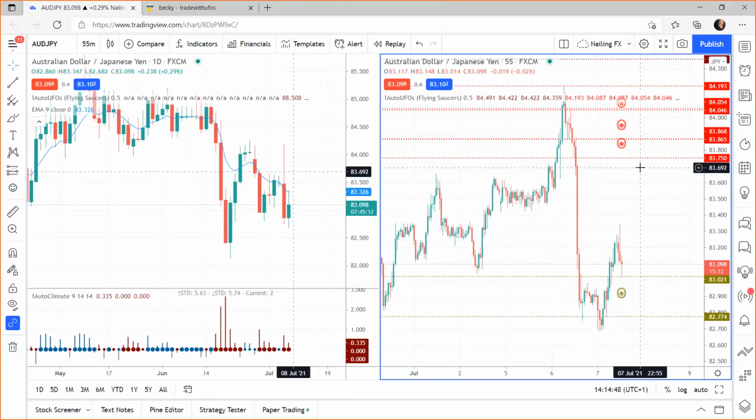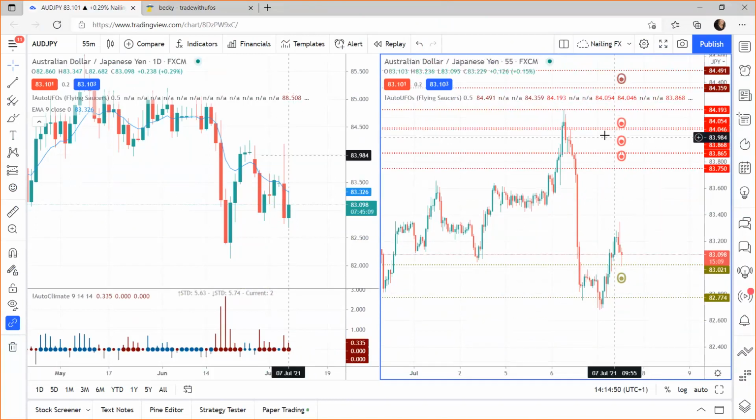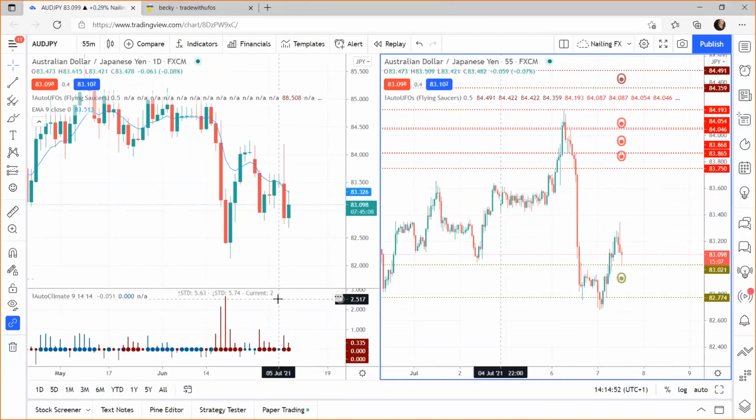Okay, so we have UFOs on the right, we have auto climate on the left. Now you might think, okay, great. We have thick red dot, probability down. We've got UFOs here. Brilliant. Let's put our trade in there.